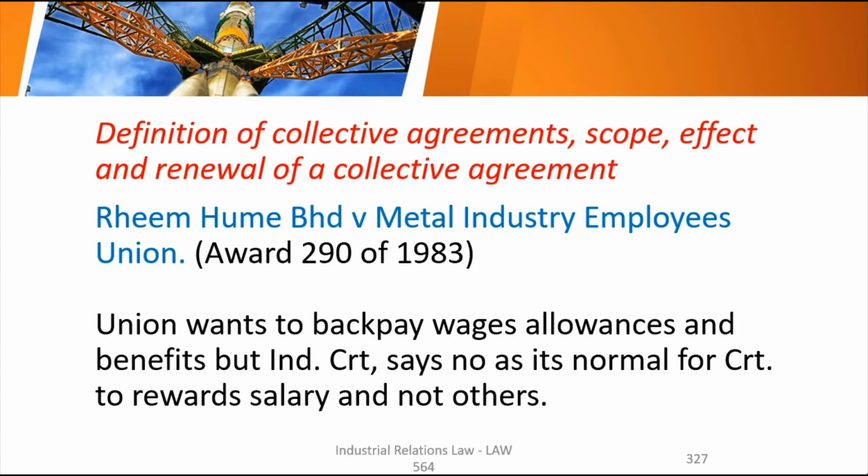So, if the union wants to collect back pay, wages, allowances, and benefits, they can if they want to. But it depends on the industrial court. If the industrial court says no, then it is normal for the industrial court to award salary and not others. Here we are talking about the primary element being disputed, which is salary. Normally, when it comes to negotiation, the main priority to discuss is the increase of wages. Now, if the dispute is between wages, allowances, and benefits, which one comes first? The industrial court will normally give the wages.